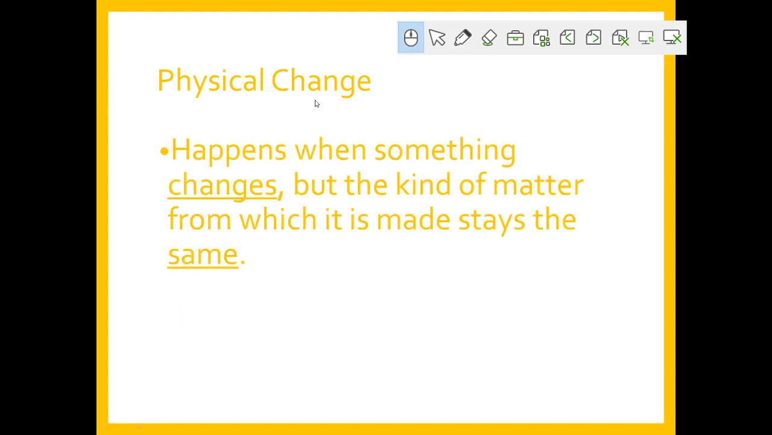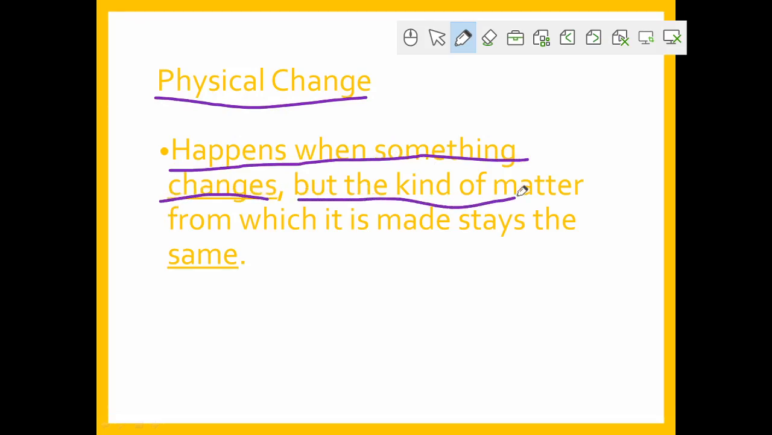What do I mean by physical change? Physical change happens when something changes, but the kind of matter stays the same. So, physical change happens when something changes, but the kind of matter stays the same. Yalla, can you sing it with me now?